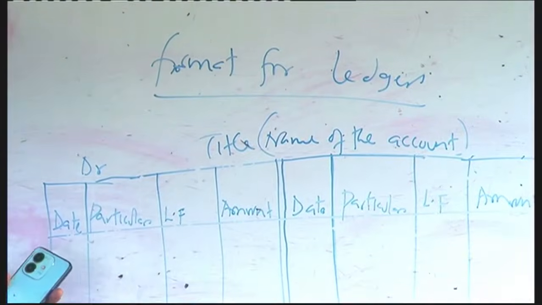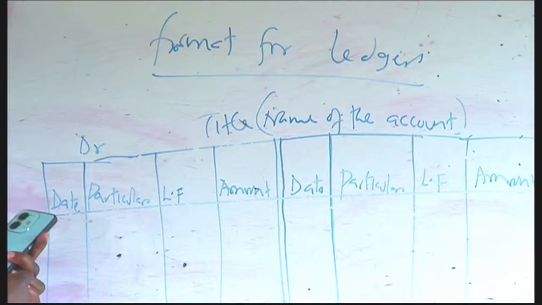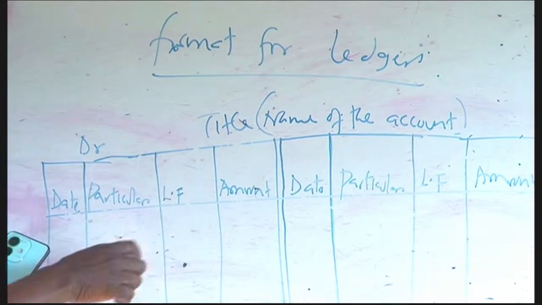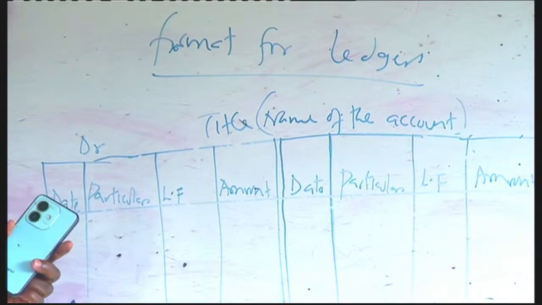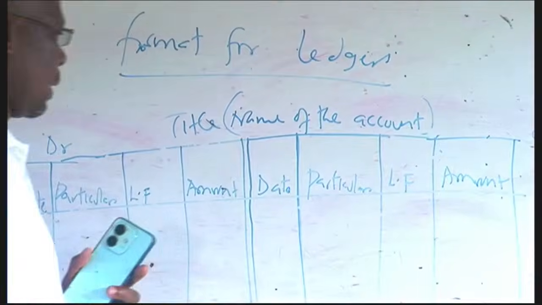The ledger folio is the reference, some code where we will have to refer later, if you want to check the correctness of the ledgers when you are doing verification.